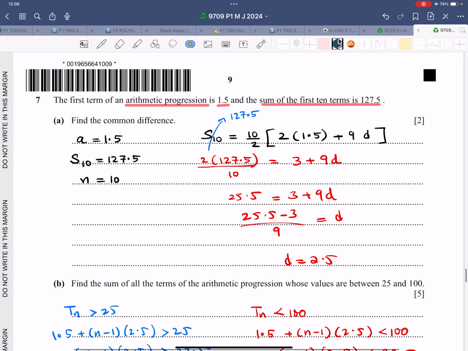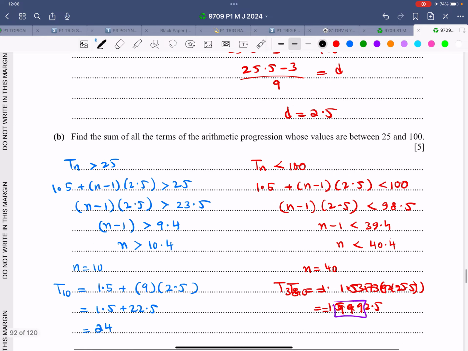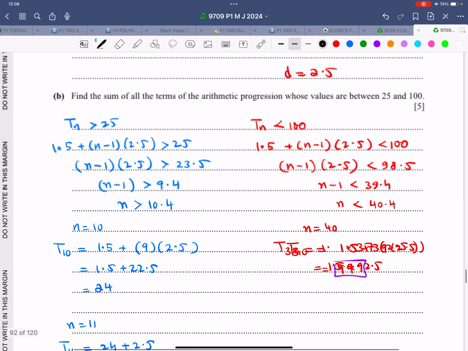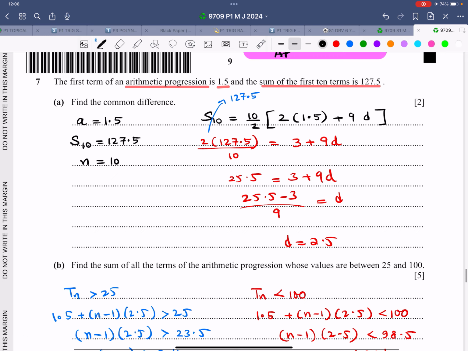The first term of an arithmetic progression is 1.5, and the sum of the first 10 terms is 127.5. So now let me use a different color. This is the first part, looks like AP. Is there a GP over here? No, there is no GP. Now it says the first term is 1.5, sum of first 10 terms is 127.5, n is 10.